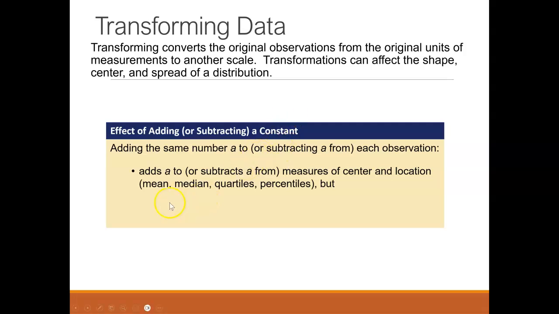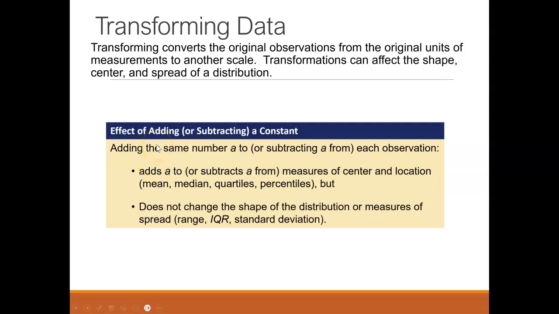Everybody's cool with that? So all of your measures of center, your mean, median, quartiles, percentiles, all that jazz is shifted by that same constant. But your measures of spread, your range, your IQR, your standard deviation, they don't budge. Everybody's cool? All right, pretend I'm a researcher and I'm measuring heights of things.